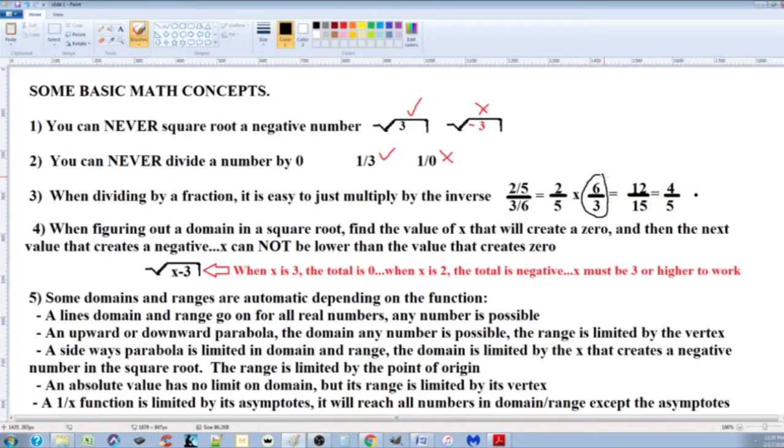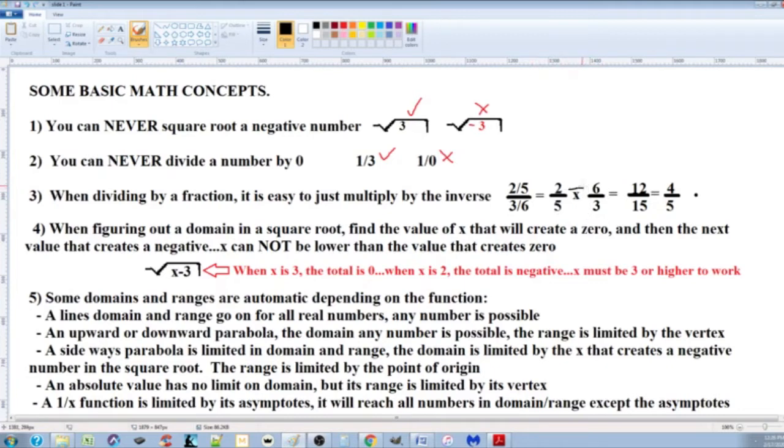I could go into a long explanation as to why this is true, but you can do multiple examples over and over to see if it's true, and you will always get the same answer. Okay? So let's look at what 2/5 divided by 3/6 is. Well, it's the same as 2/5 multiplied by the inverse of this one, 6 over 3.